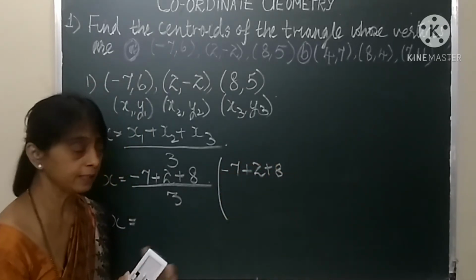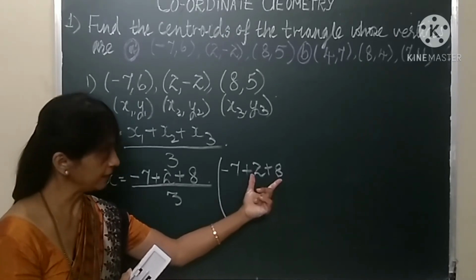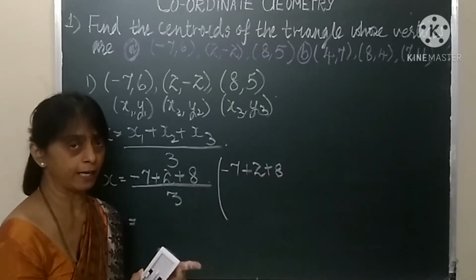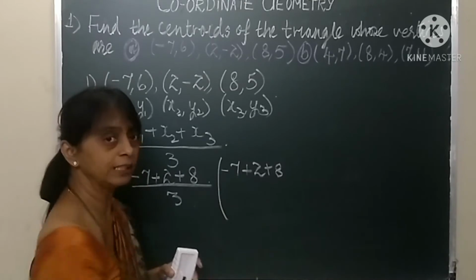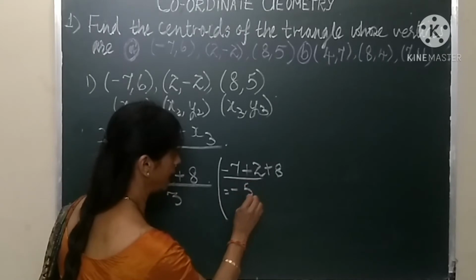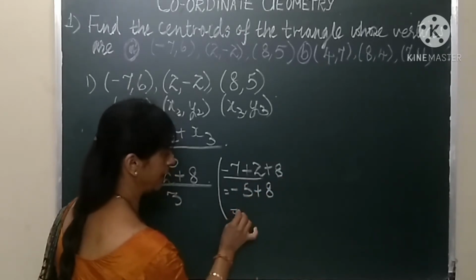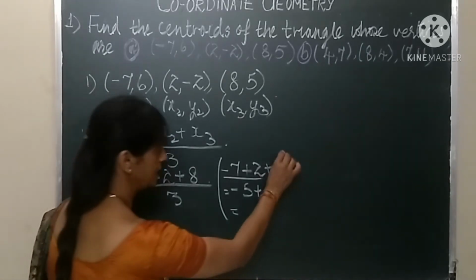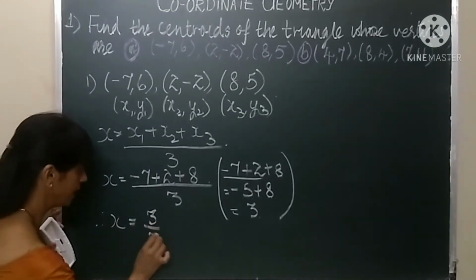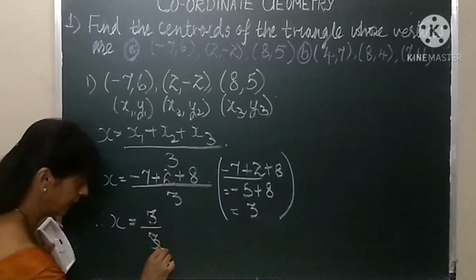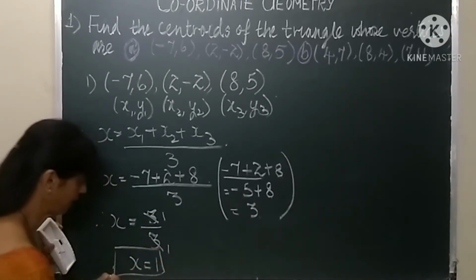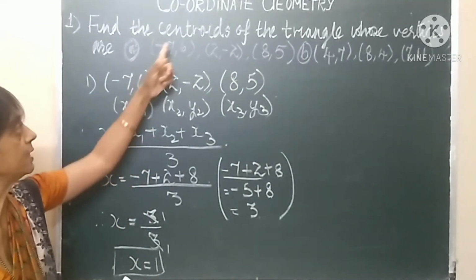There are two ways of solving this. Either you add up the ones which have a positive sign and then take the difference, or go stepwise, that is in the successive order of the numbers given. So we have -7 plus 2 gives us -5, plus 8, and -5 plus 8 gives us 3. So what is the value in the numerator? It is 3 divided by 3. We can definitely reduce. Therefore, x is equal to 1. Thus, we got the value of the x coordinate for the centroid.